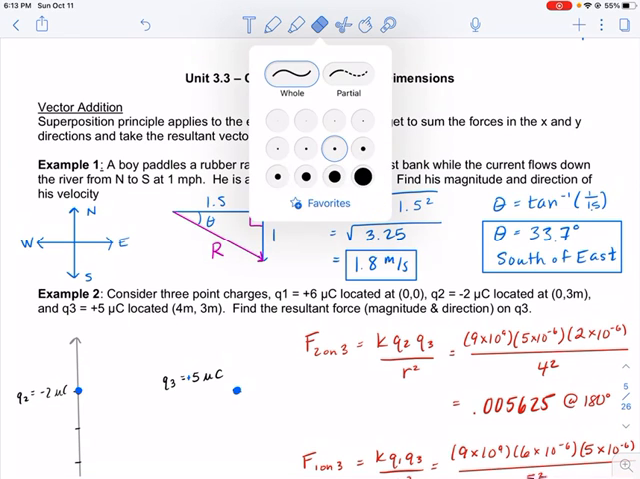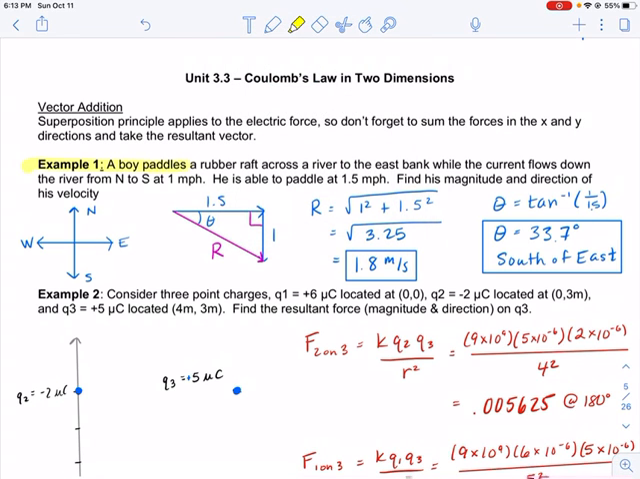Example 1. It says, a boy paddles a rubber raft across a river to the east bank while current flows down the river from north to south at 1 mile per hour. So I have indicated that in my drawing. He is able to paddle at 1.5 miles per hour. He's going east. And I've also indicated the cardinal directions here in my picture. Find the magnitude and direction of his velocity.